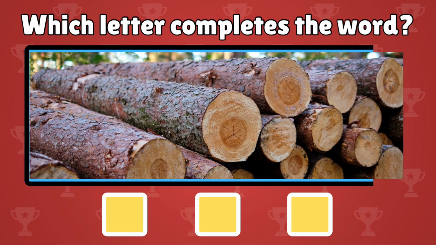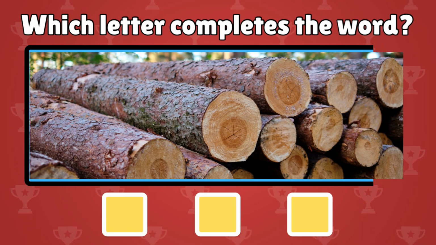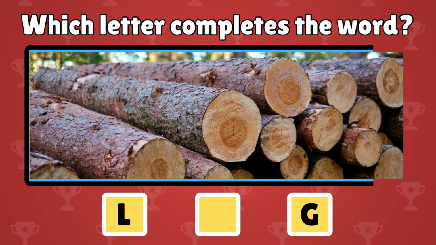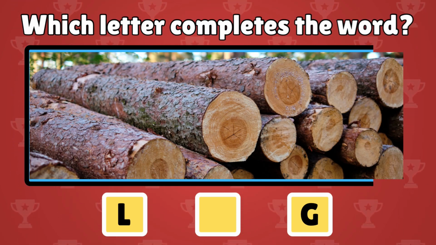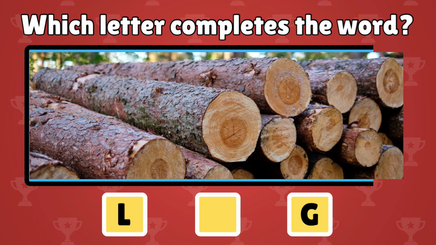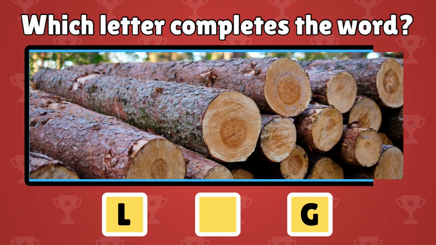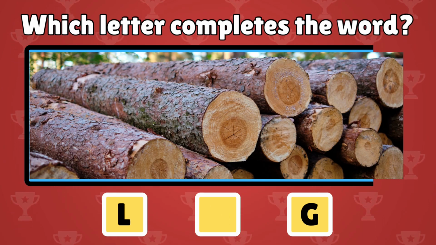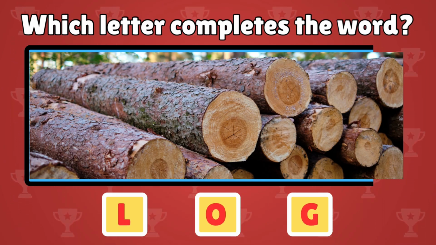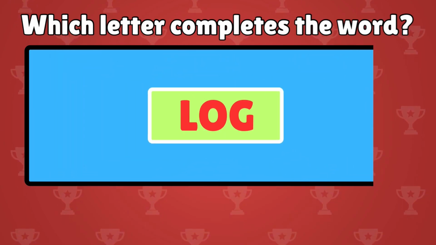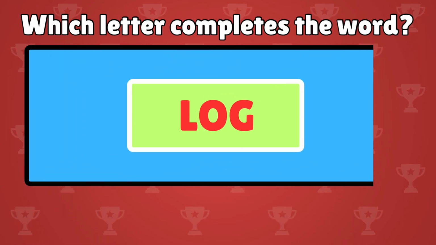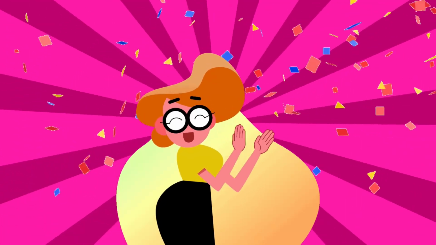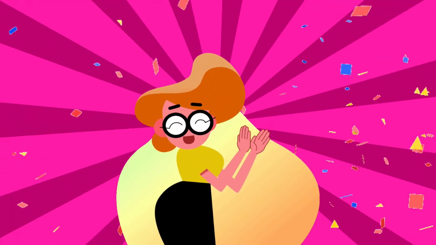Look at the picture. It is a log. Here, vowel is missing. L, G. Which letter completes the word? It is O, L, O, G. Log. Can you say it again? L is for log. Log. Great job, kids! You learned many new 3-letter words today.